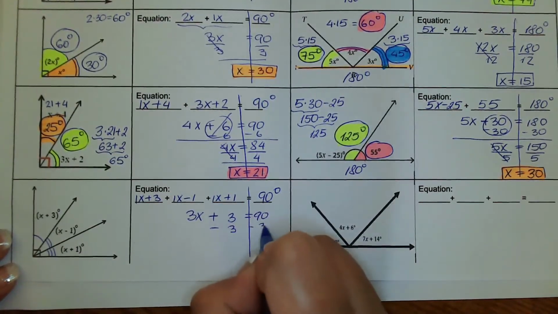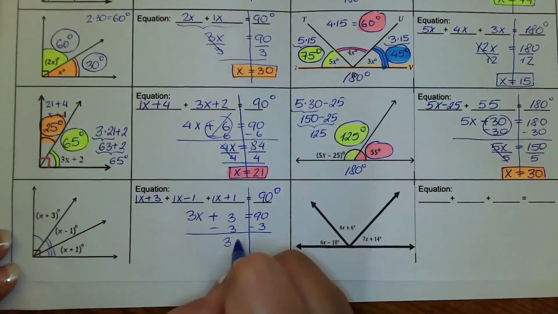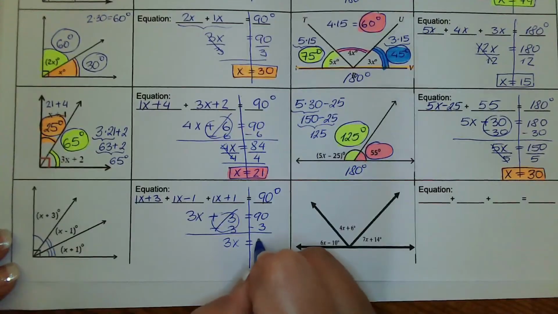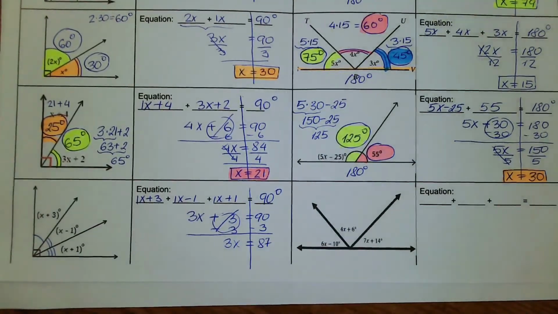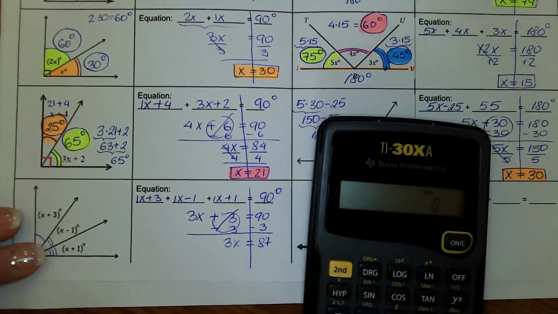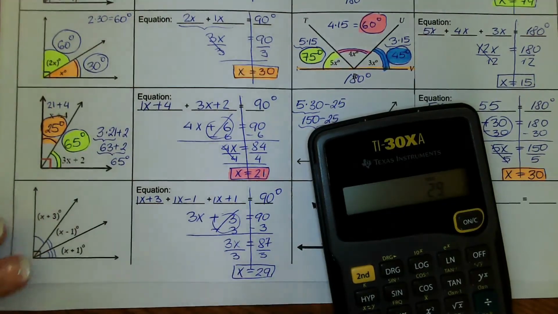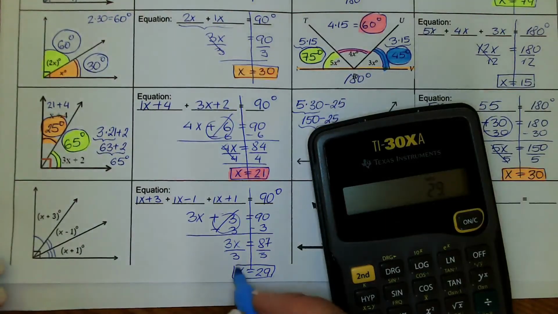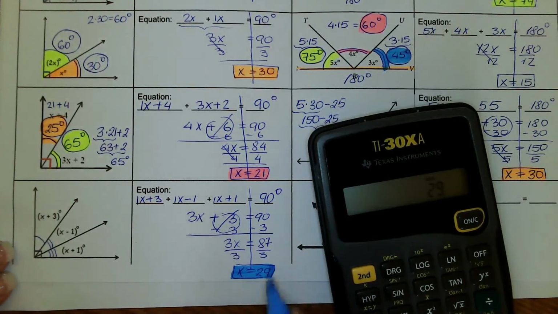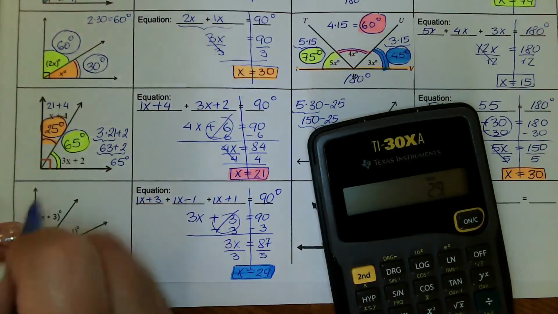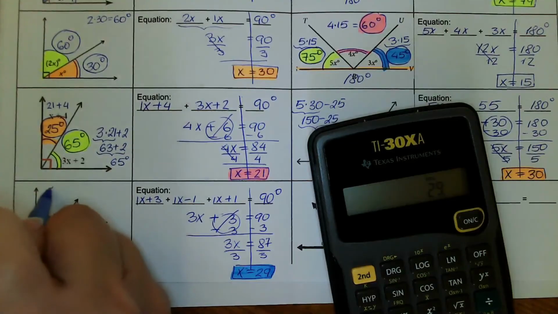Subtracting the 3, bring down the 3x. 87, divide by 3. The x value is 29. So the x value being 29, we need to use now the x value 29 in each expression to find the angle measure. So here I have 29 plus 3.